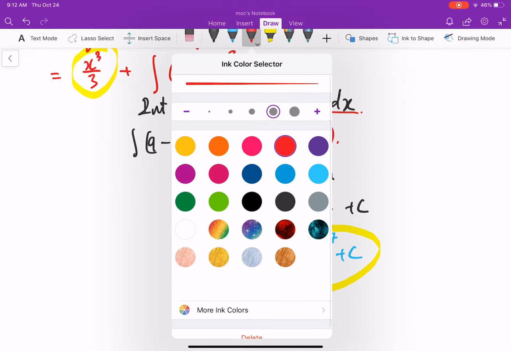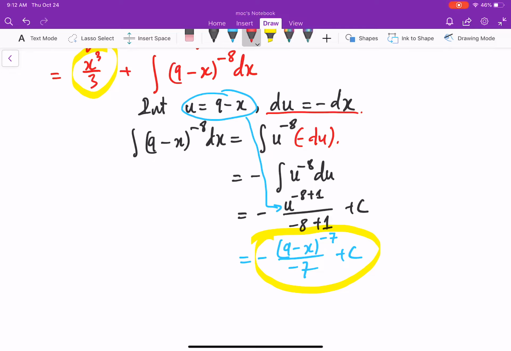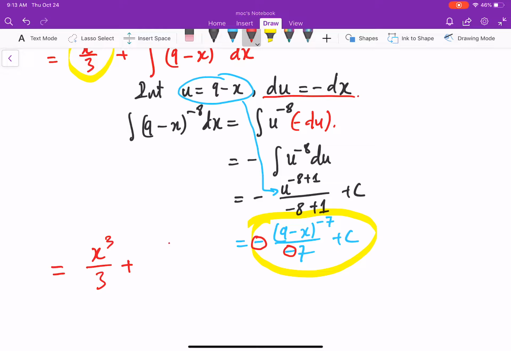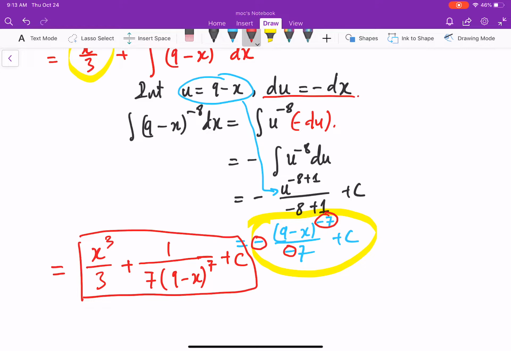So the final answer is equal to x cubed over 3. Here, negative with negative will be plus. Plus 1 over 7, (9 minus x) to the 7. Here we have negative 7, so we just flip that, and then plus c. That is the first problem.